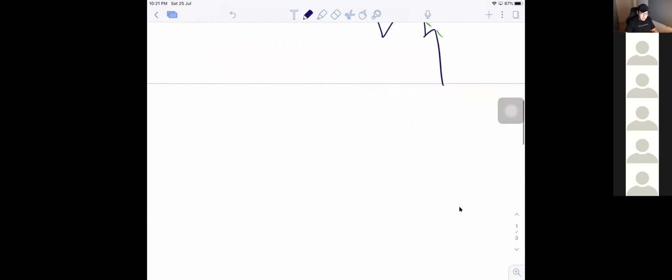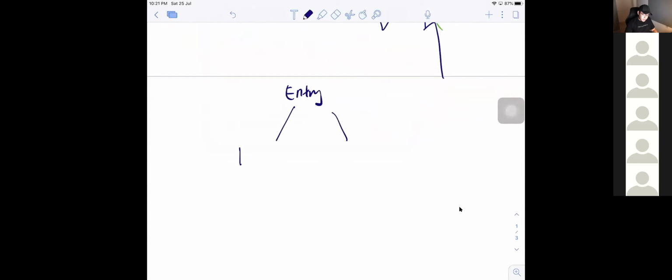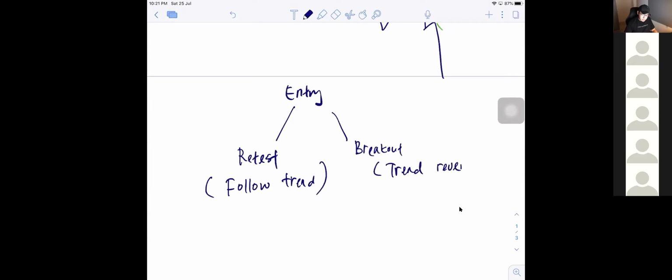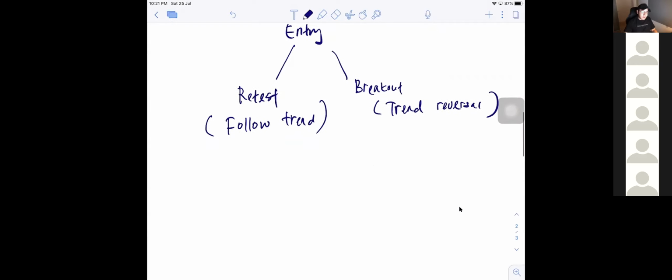Okay, so when we're talking about entry, there are two types. Okay, it can be a retest entry. This is a follow trend. And there will be a breakout entry. So this is trend reversal. Okay, so let me talk about retest first.